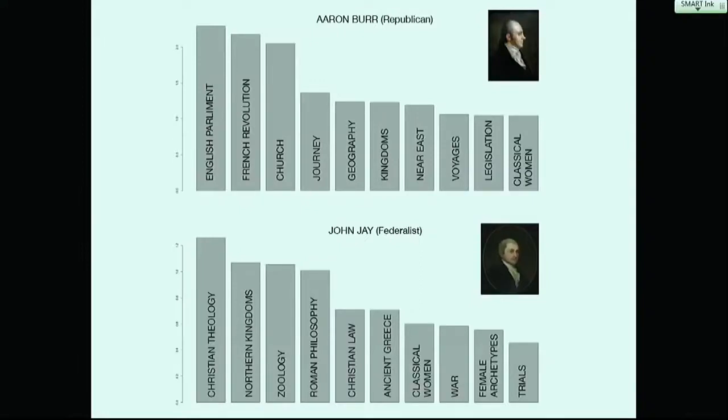So I asked Mark, what interesting stuff did you find? And he sent me this plot. Now it's also interesting to look at the reading preferences of famous people from American history. This is back when, you know, Republicans checked out books.